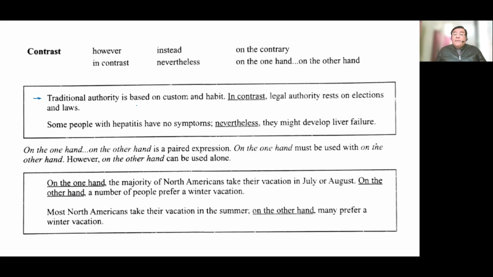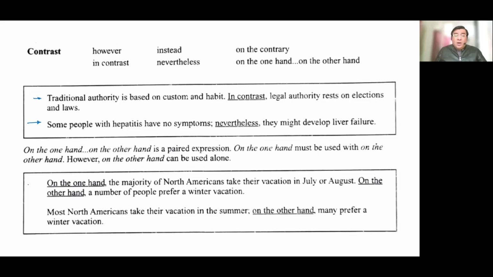All right? But we can also have these conjunctive adverbs of contrast in the middle of a sentence, joining together two independent clauses. Like here, some people with hepatitis have no symptoms. Nevertheless, they might develop liver failure. How about the use of on the one hand and on the other hand? It's a pair expression. You can use on the one hand and on the other hand as a pair, and you can also use on the other hand on its own.